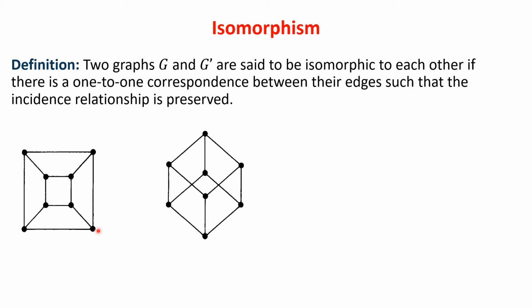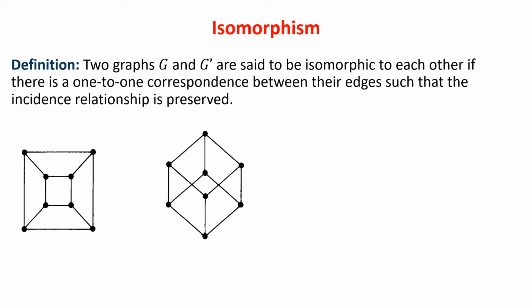Here see, degree is 3. Here the degree of the vertex is 3. Here 3. Here 3. Here 3. Here 3. And so on. So we say that these two graphs are isomorphic.